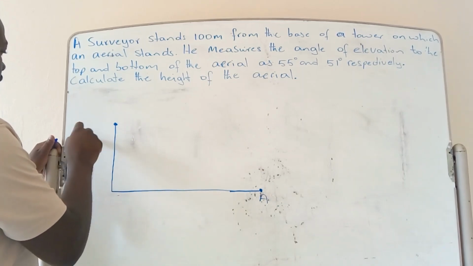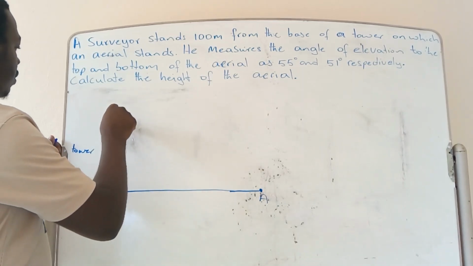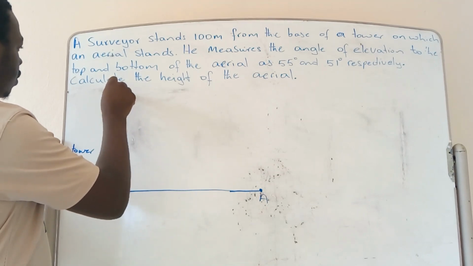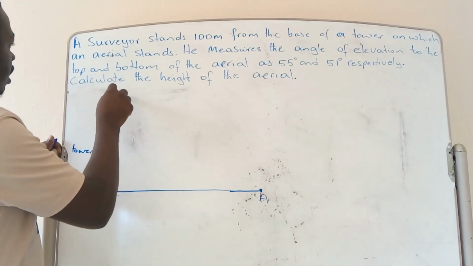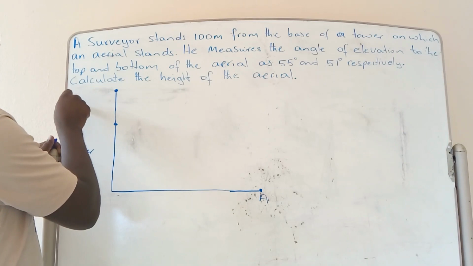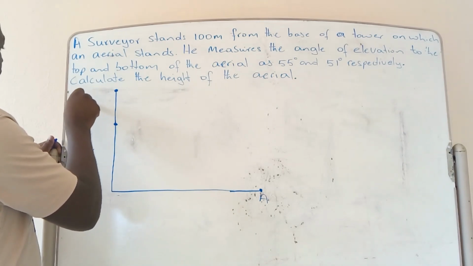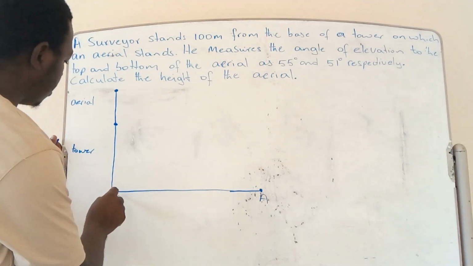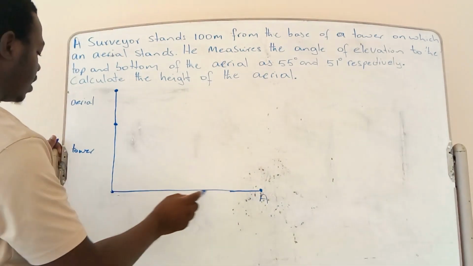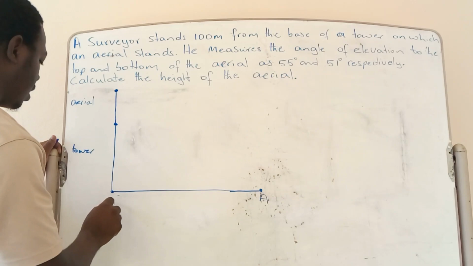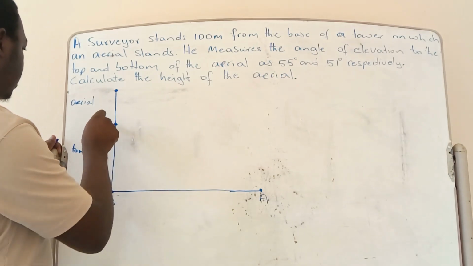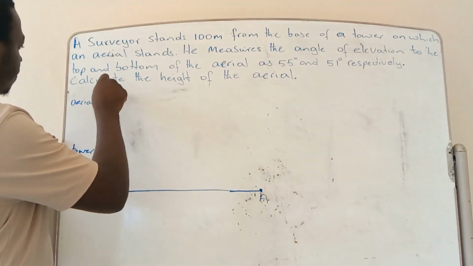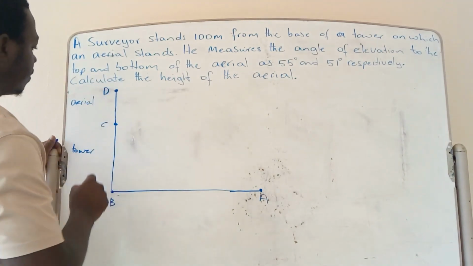So we know that this part here is the tower. And from here, going upwards to another point, that's where the aerial is. So this point is the aerial. Right? And let's call this point A, let's call this point B, C, and D. Right?